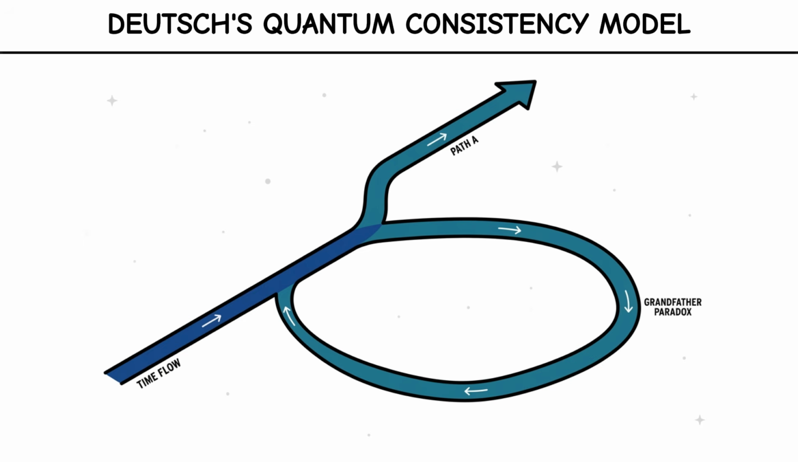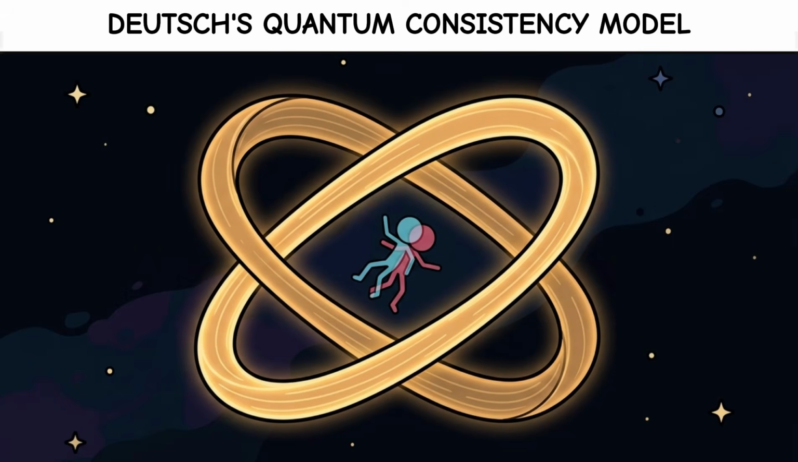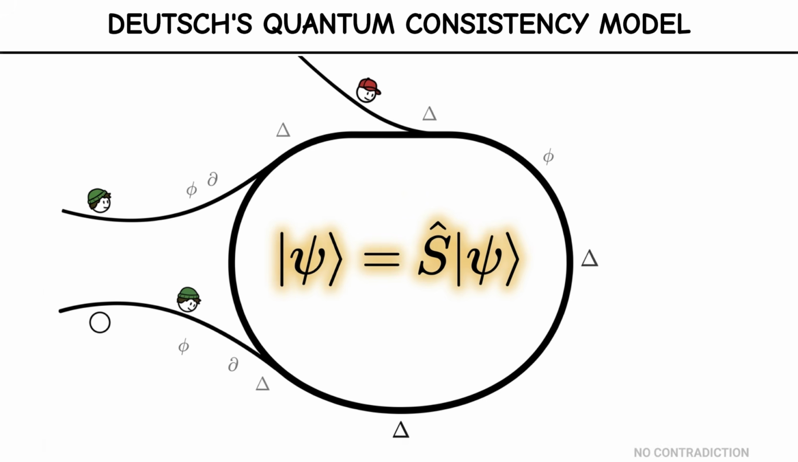This produces something remarkable when applied directly to the grandfather paradox. In Deutsch's framework, the paradox does not get blocked or destroyed. It gets resolved through quantum superposition. The traveler exists, upon return, in a mixed quantum state, a probabilistic combination of having killed the grandfather and having not killed him, correlated in exactly the way needed to satisfy the fixed point equation with no contradiction.